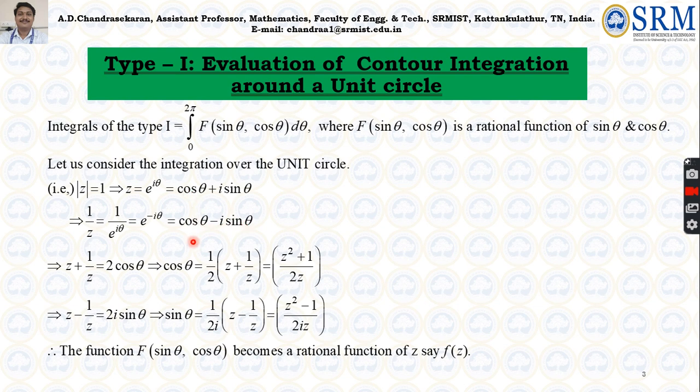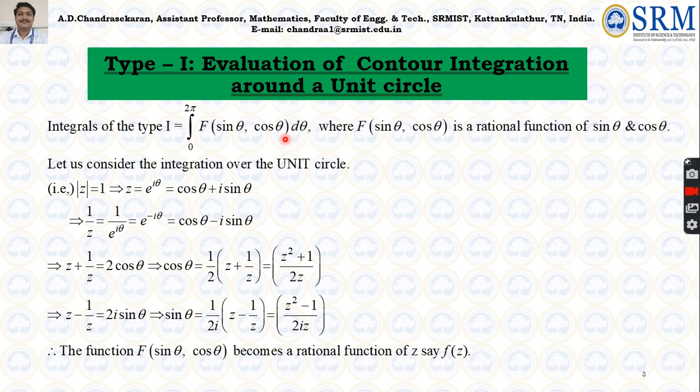When we add, we get 2 cos theta equal to Z plus 1 by Z. By that, we get cos theta is 1 by 2 into Z plus 1 by Z. When we subtract, we get the sin theta term, that is 1 by 2i into Z minus 1 by Z. Now, let us find the function in terms of Z instead of theta. Now it becomes in terms of Z, and it is named f of Z.